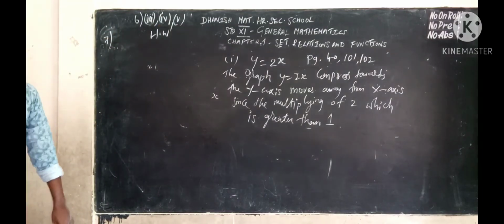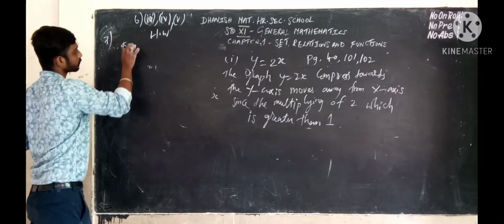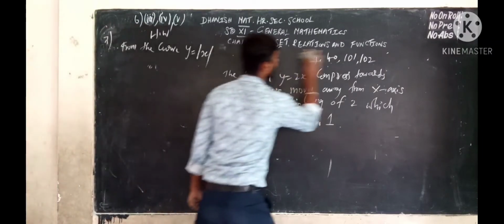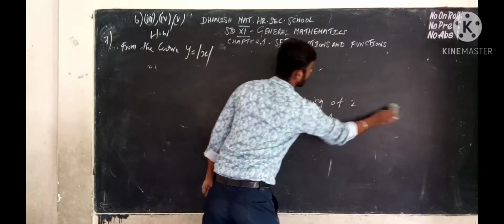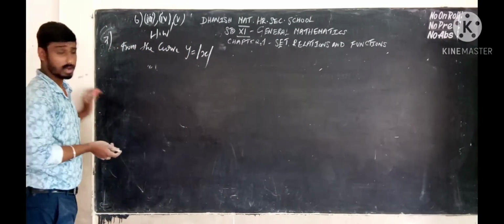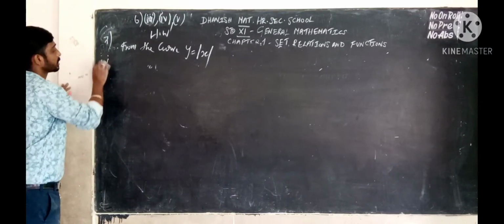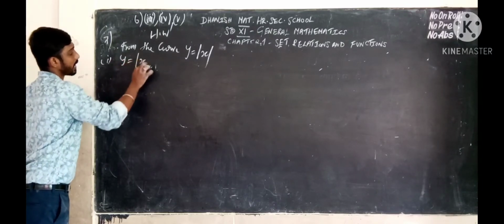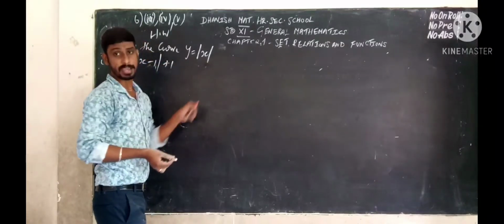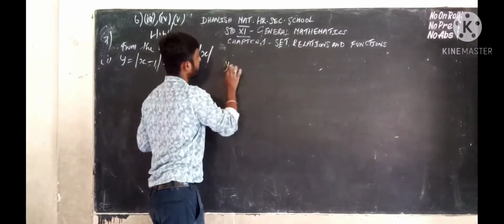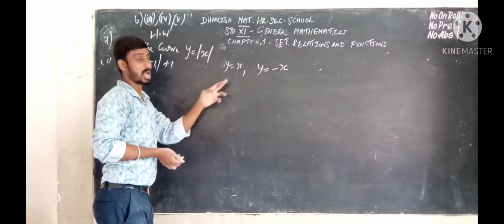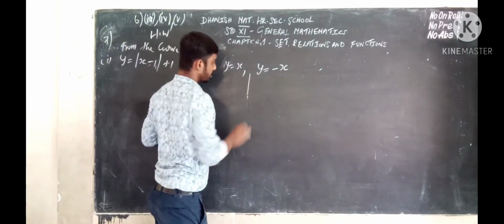What is the question given here? From the curve y is equal to modulus of x, let's refer to page number 40. Now y is equal to modulus of x. Find y is equal to modulus of x minus 1 plus 1. So in this question, modulus of x consists of y is equal to plus x and y is equal to minus x. Let's draw the graph for this one.